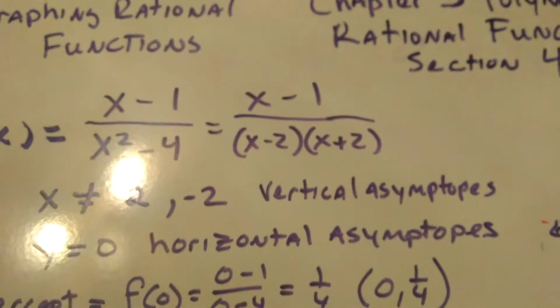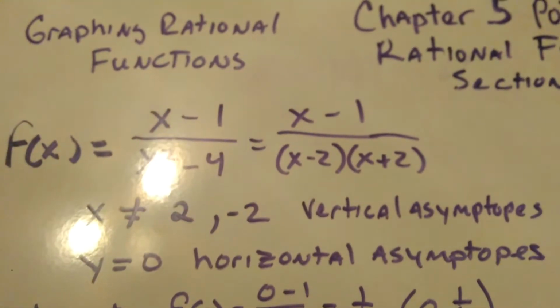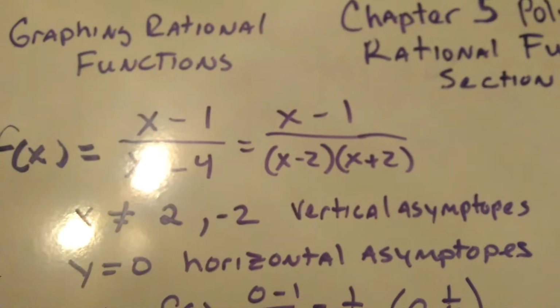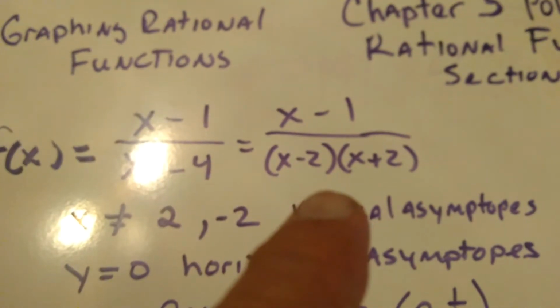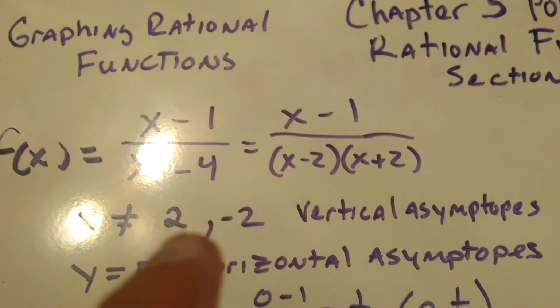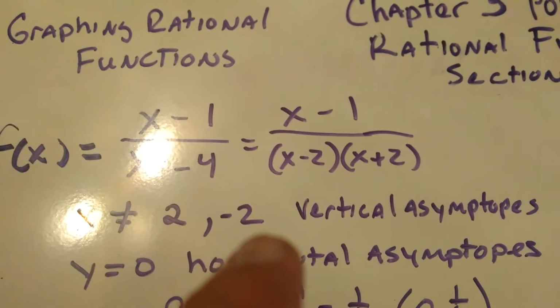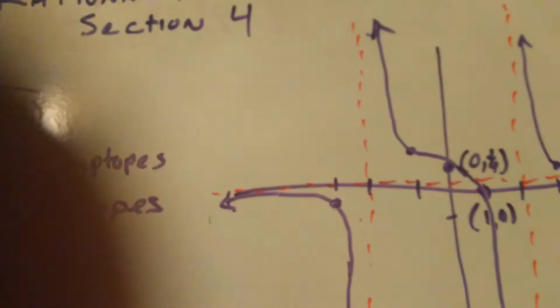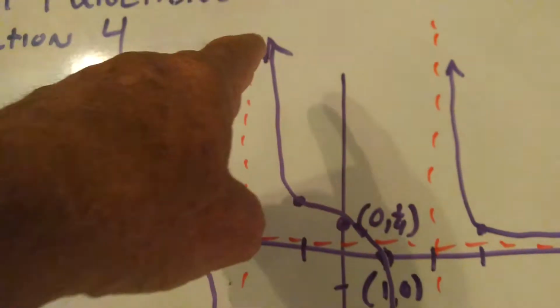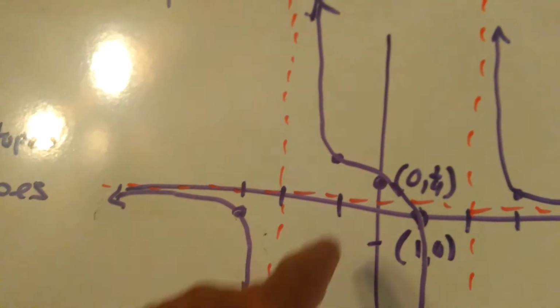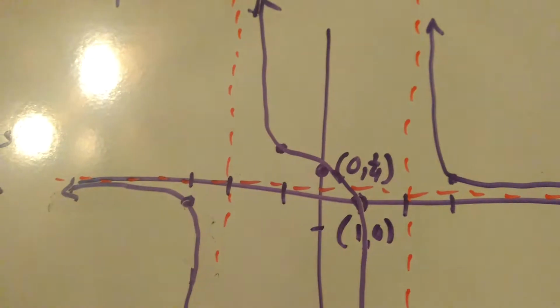Remember, your vertical asymptotes are what makes the denominator 0. So we can see by this right here that x can't be 2, can't be negative 2. So x equaling 2 and x equaling negative 2 are vertical asymptotes. Over the graph, that's the reason I drew these red dashed lines at negative 2 and 2.